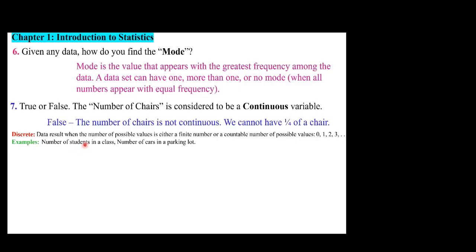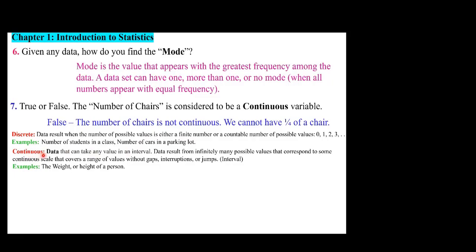Discrete data result when the number of possible values is either a finite number or a countable number of possible values, such as 0, 1, 2, 3. Example, number of students in a class, number of cars in a parking lot. In the case of continuous, data that can take any value in an interval, data result from infinitely many possible values that correspond to some continuous scale that covers a range of values without gaps, interruption, or jumps. It's an interval, such as the weight or height of a person.